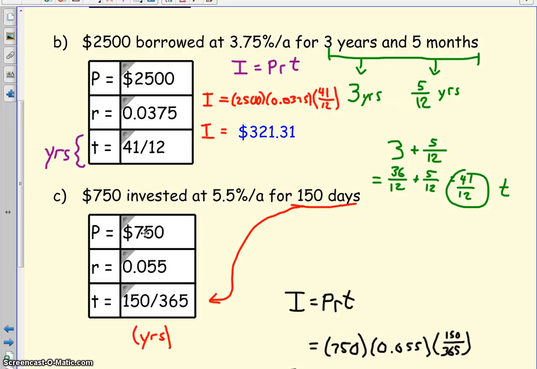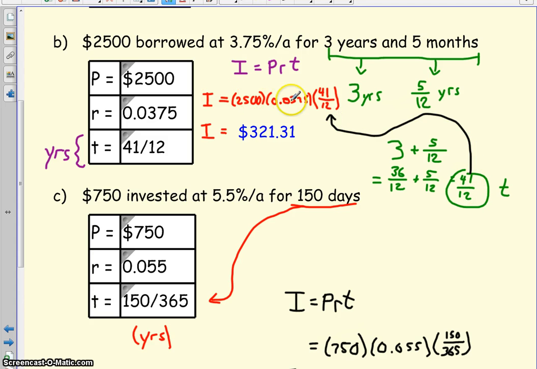And the trickiest part with this one is converting the 3 years and 5 months into just years. So what I did over here, I just kept track. 3 years is, of course, 3 years. And 5 months, if you convert to years, is 5 over 12, because, again, there's 12 months in a year. So you're combining the 3 years and the 5 over 12 years together. You add those, and once you find a common denominator, you wind up with 41 over 12 years. So that is what goes into the equation for T.